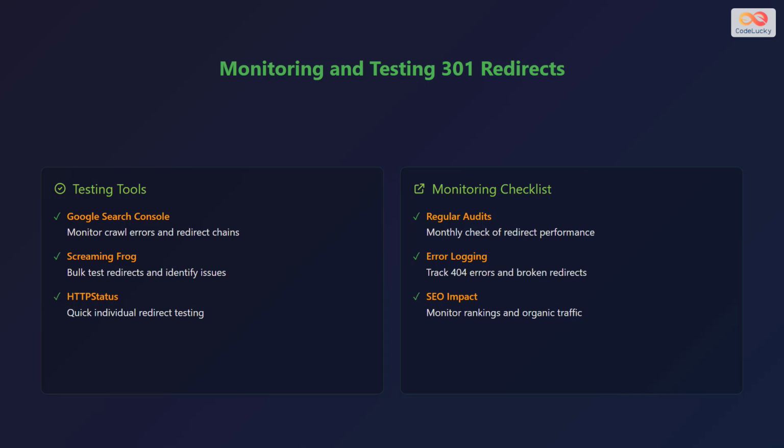To make sure everything is working smoothly, follow this monitoring checklist. Conduct regular audits to check redirect performance monthly. Implement error logging to track 404 errors and broken redirects. Monitor search engine optimization impact to keep track of rankings and organic traffic.